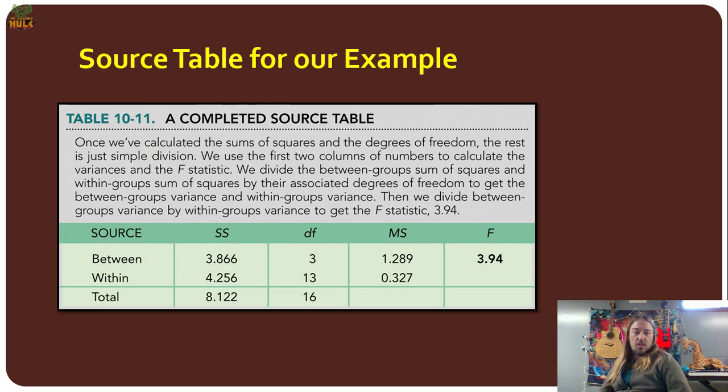4.256 divided by 13 gives us our mean square within of 0.327. And our F ratio is a ratio of the mean square between to the mean square within, so 1.289 divided by 0.327. And finally, we end up with an F ratio of 3.94.